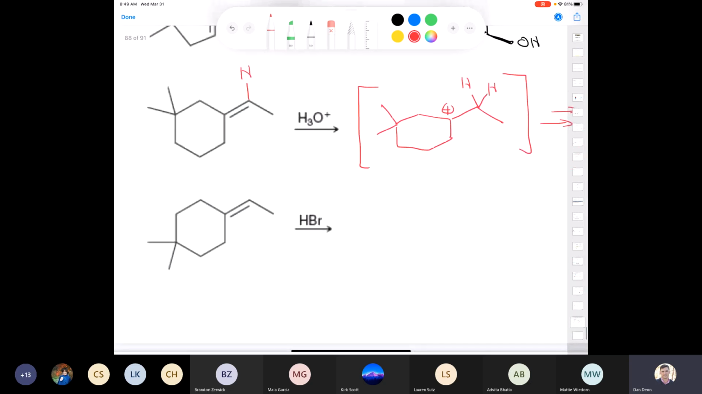This one, let's slow down maybe and draw the mechanism. How do I know this is Markovnikov? Because there's no peroxides. So this is going to be a Markovnikov addition, right? The double bond is going to take that hydrogen to produce a carbocation. Let's draw the carbocation out. Okay, it's going to be this carbocation here.